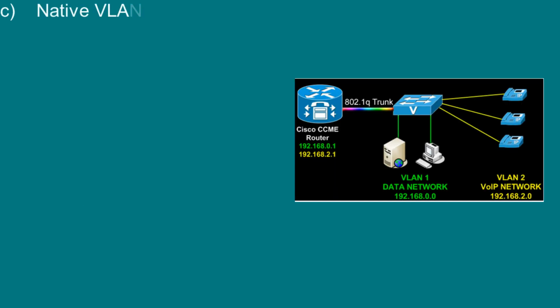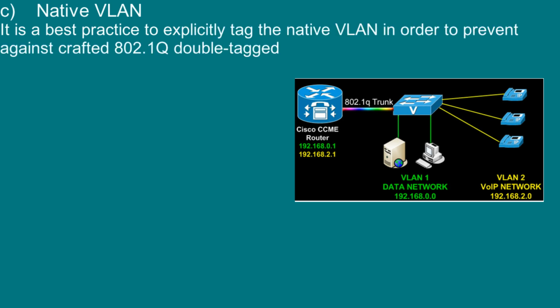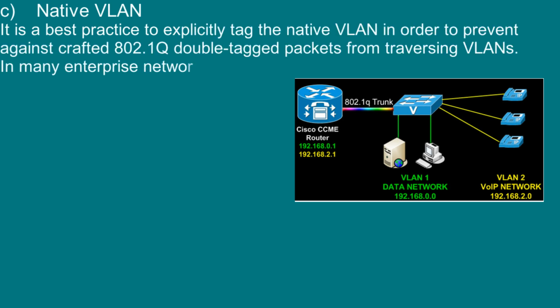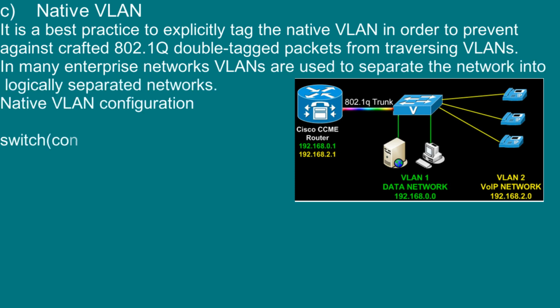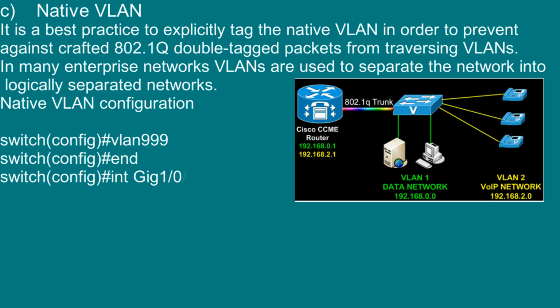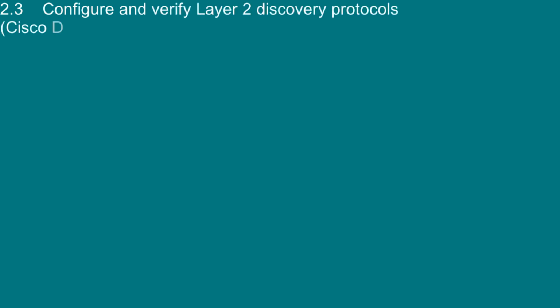Native VLAN. It is a best practice to explicitly tag the native VLAN in order to protect against crafted 802.1Q double-tagged packets from traversing VLANs. In many enterprise networks, VLANs are used to separate the network into logically separated networks. 2.3 Configure and verify Layer 2 discovery protocols.